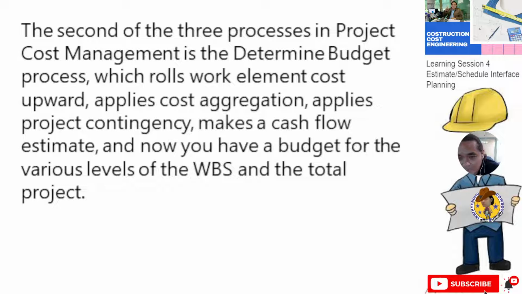The second of the three processes in project cost management is the determine budget process, which rolls work element cost upward, applies cost aggregation, applies project contingency, and cash flow estimate, and now you have a budget for the various levels of the WBS and the total project. Okay.